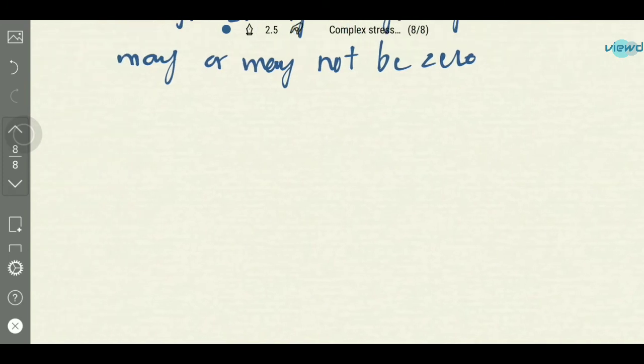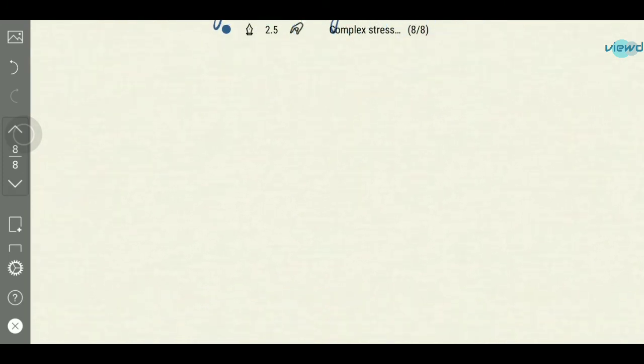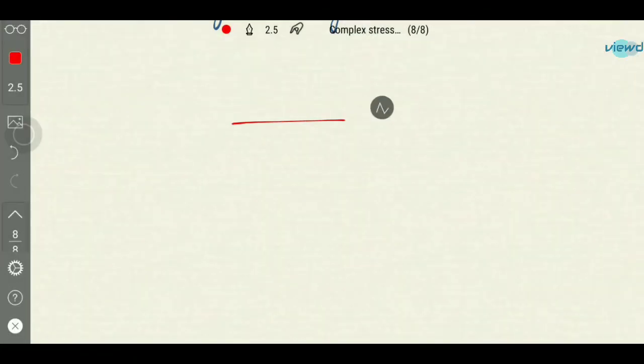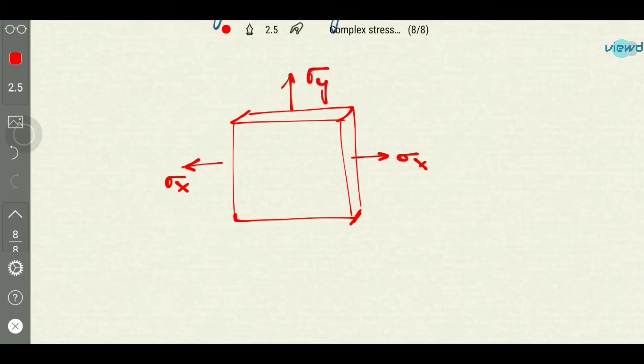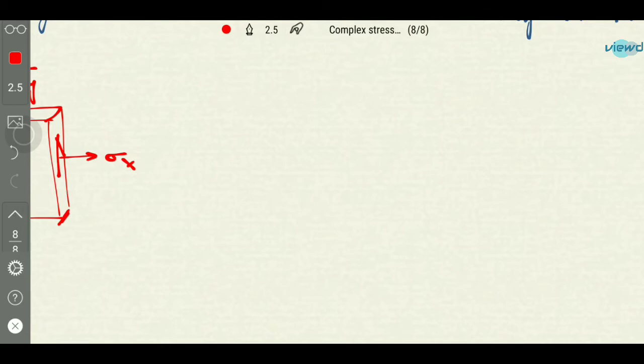So the example of plane stress condition is like this. For example, there is a small thickness plate, and this plate is subjected to sigma x, and it is subjected to sigma y also, and it is subjected to shear stress on this. So this type of loading is called plane stress.